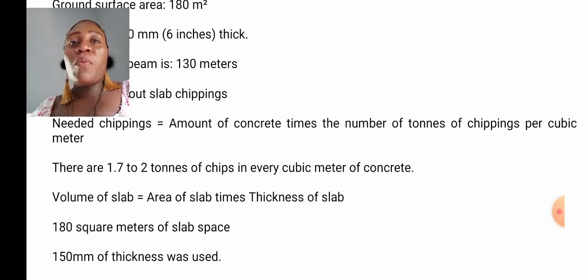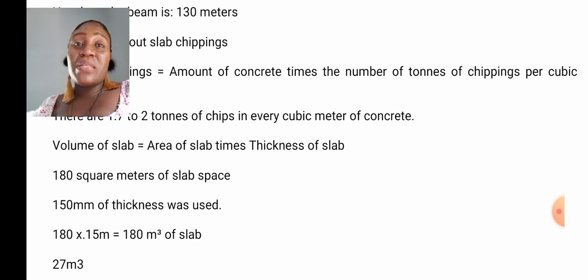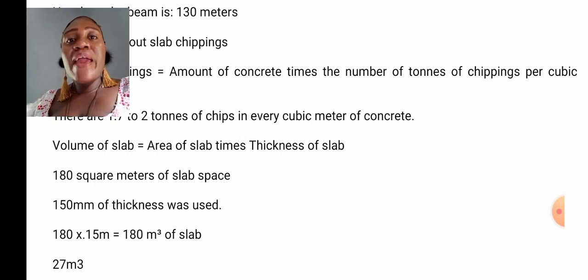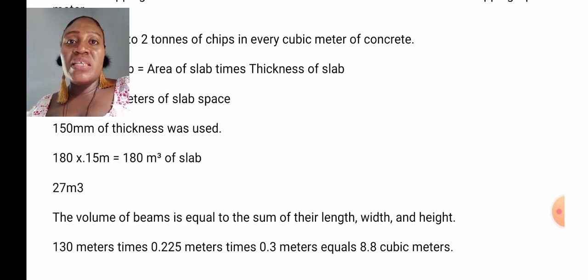Okay, the volume of slab is the area of slab times the thickness of slab. We are working with 180 square meters of slab space, and we have 150 of thickness. That is what will be used. Then 180 times 0.15 meter will give you 27 cubic meters of slab.